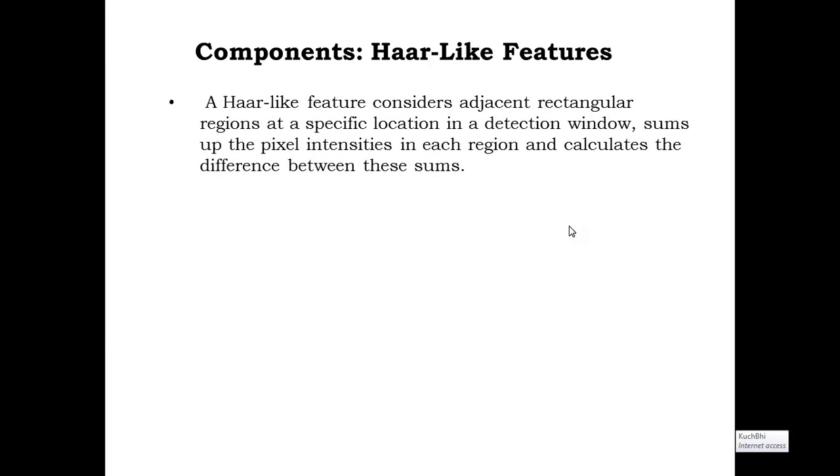Okay, so the fundamental concept behind this technique is the use of Haar-like features. They are the components that actually make up this process. Let's see what they are. A Haar-like feature considers adjacent rectangular regions at a specific location in a detection window, sums up the pixel intensities in each region and calculates the difference between these sums.